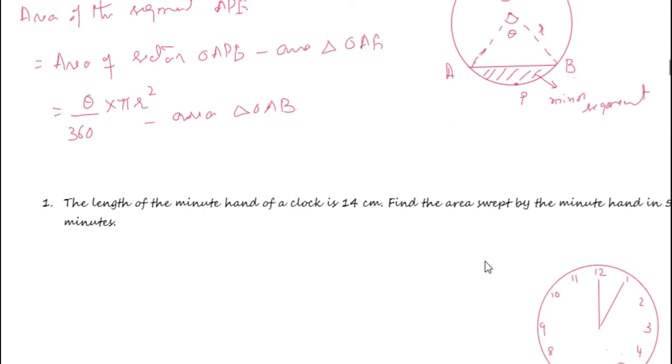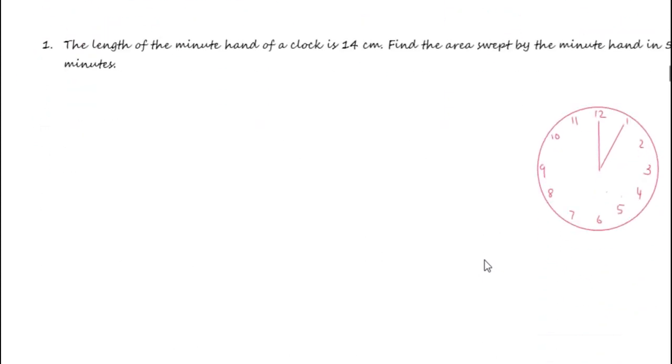Now let us solve problems. First problem: the length of the minute hand of a clock is 14 centimeter. Find the area swept by the minute hand in 5 minutes. This is the minute hand and this is 5 minutes here, from 12 to 1. What is the area swept by this?